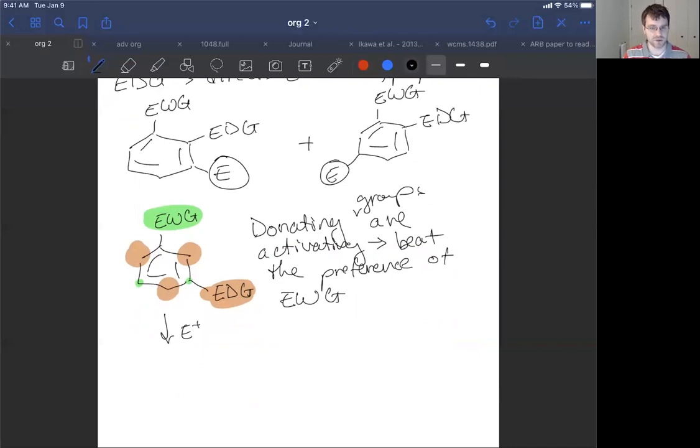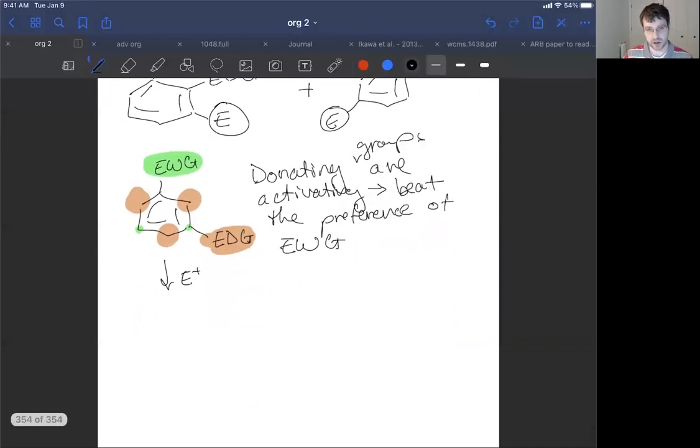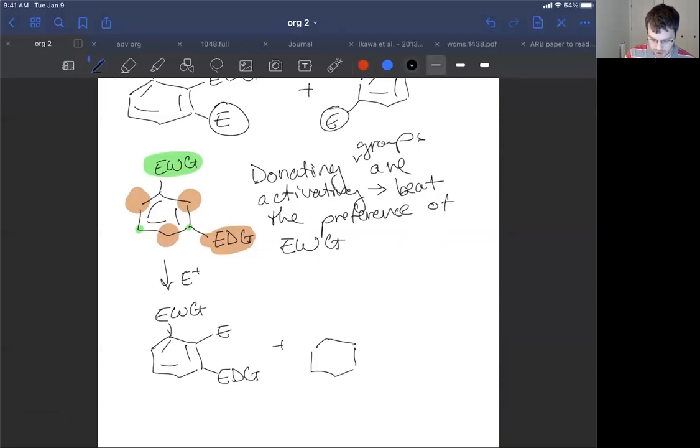When we have to add an electrophile, we try to stay out of its way. But the withdrawing group is usually overwhelmed by the donating group in most cases. And so what we'll see is the electrophile beat the preference or direction by the withdrawing group and let the donating group take over. So we'll have an electrophile added here, which is ortho 1. We can go to the opposite ortho position of the electron donating group, which is down here.